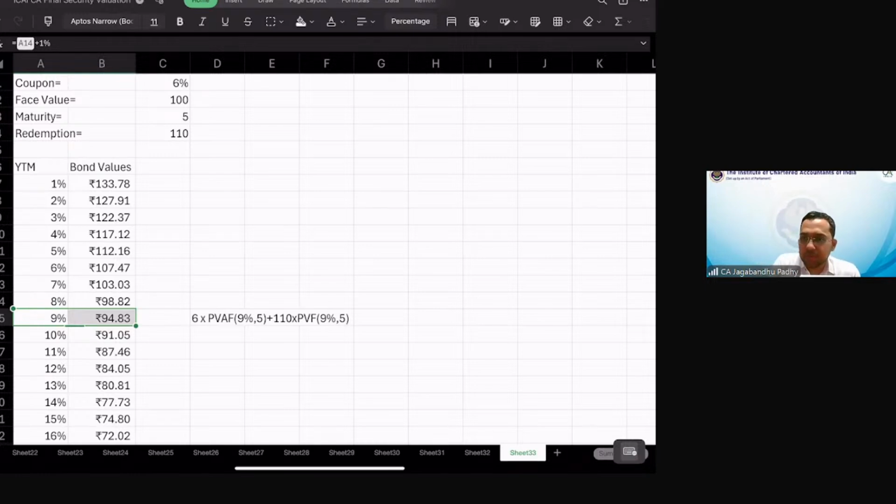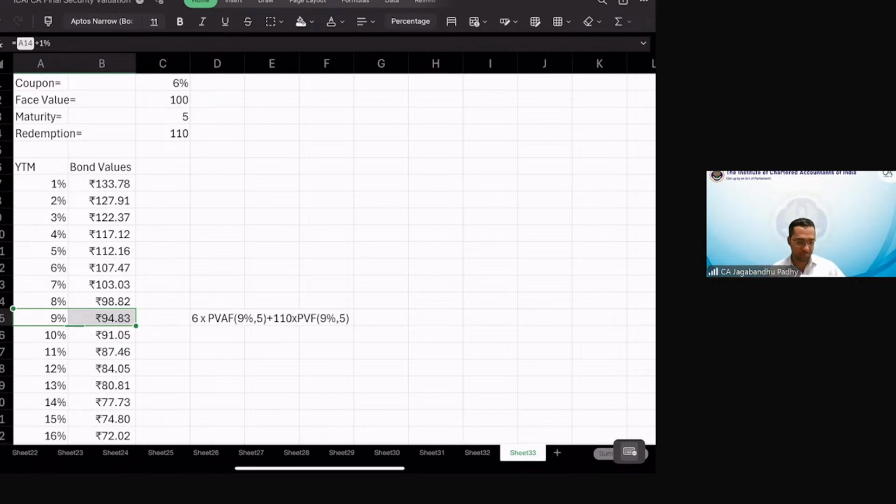Can anyone just confirm? Yes, Ginny. Good morning. Can you confirm this number? Pooja, Poonam, Sahil, Stephen, Usha. Anyone can just confirm this, whether you're getting this 94.83. Just check for 9%. Because once you confirm, then we'll obviously conclude that we can calculate all the bond values on similar lines.